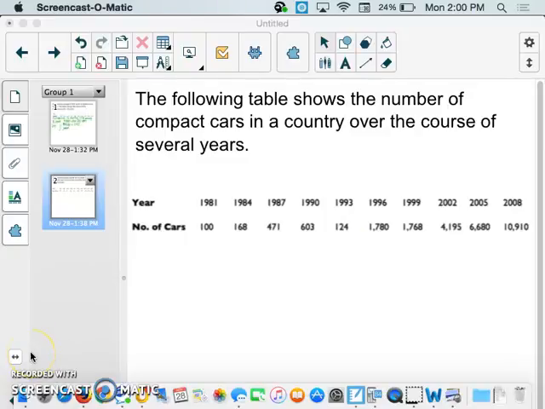This is an example of how to determine if a situation is linear or exponential. The following table shows the number of compact cars in a country over the course of several years. Our years go from 1981 all the way up to 2008, and our number of cars starts at 100 and goes all the way up to 10,910.